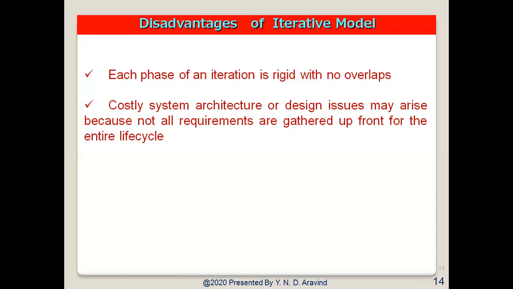Then where can we not use this iterative model? The iterative model is not good for very large infrastructure projects, particularly large distributed information systems such as corporate or wide databases. Such kinds of projects we cannot use it for. It is not for real-time systems or safety critical systems. We cannot go for the iterative model.